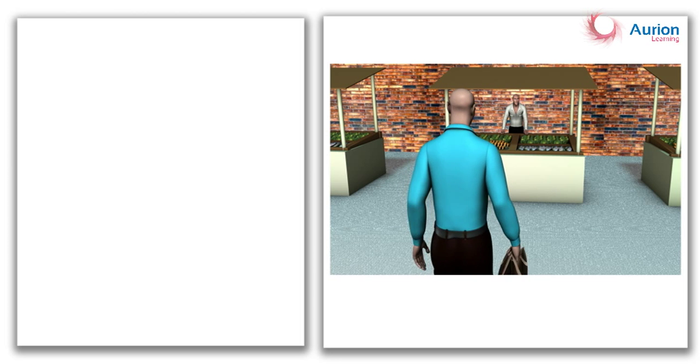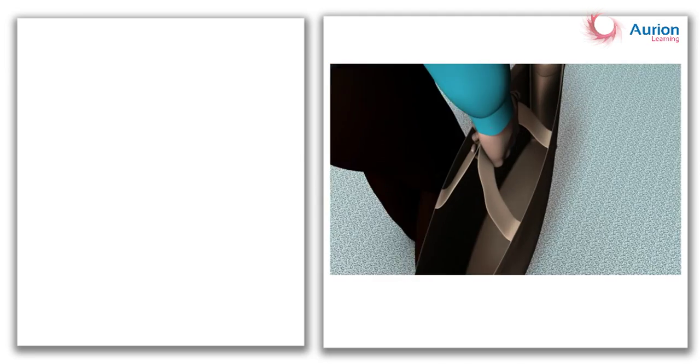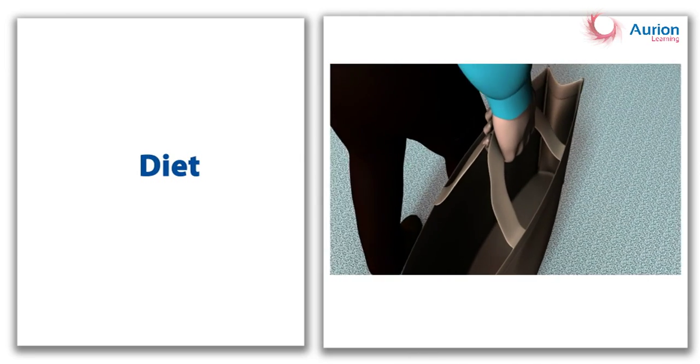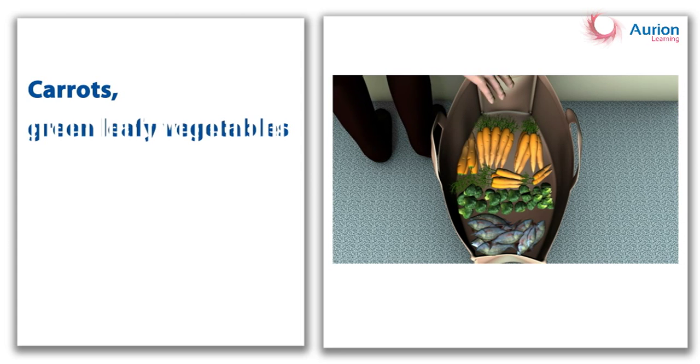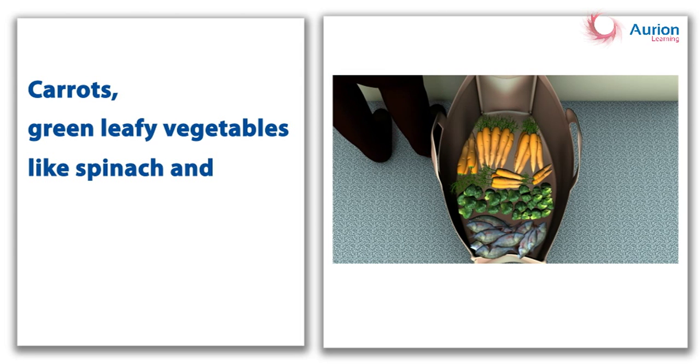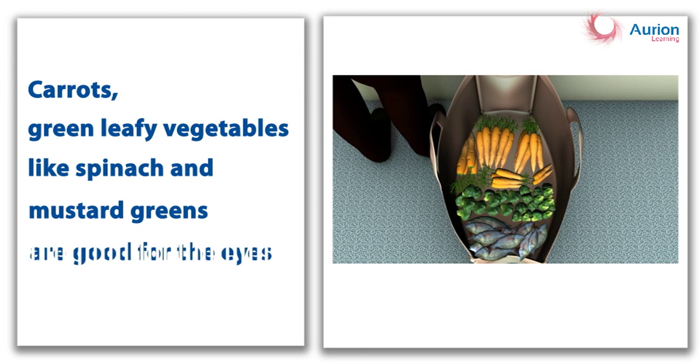What can we do to protect our vision, Professor? There are various things we can do. 1. Diet. We can take care of our eyesight by eating the correct food. Carrots, green leafy vegetables, fish and flaxseed all help in protecting our eyes.